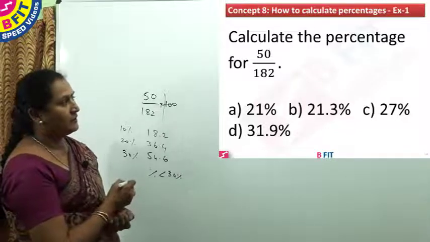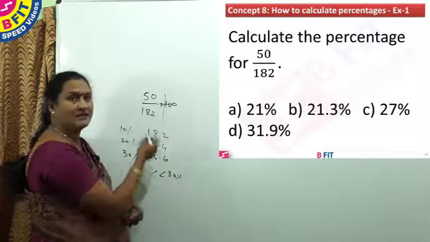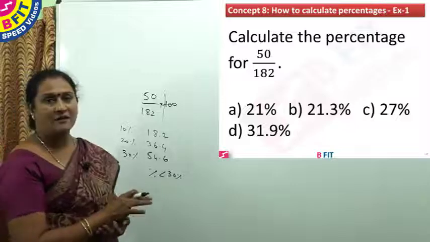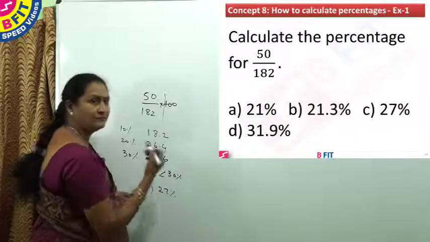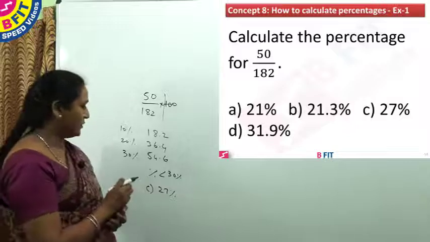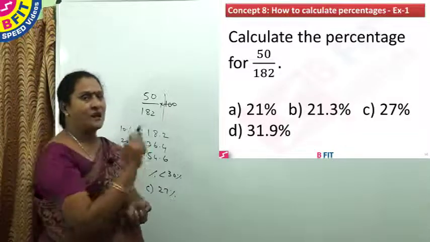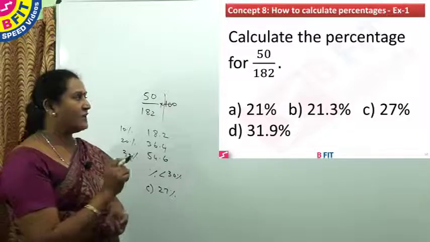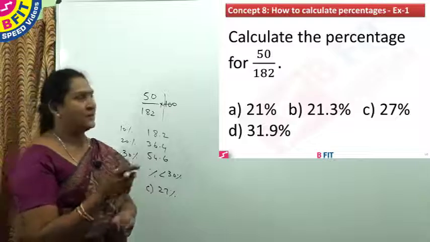Here 31.9 can't be the answer because we have the value less than 30%. So it should be only 27%, and the answer is option C, 27%. So by making splits for the denominator, we can easily find the percentage without doing the actual division. When you practice in this pattern, within seconds you can get the answer from the options. We'll see another example.